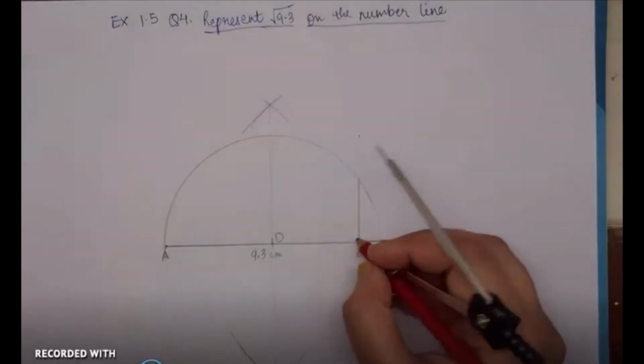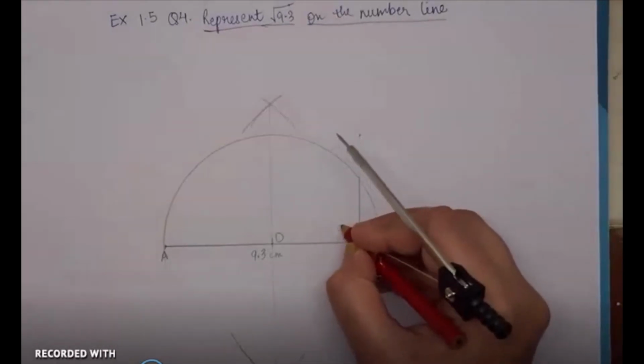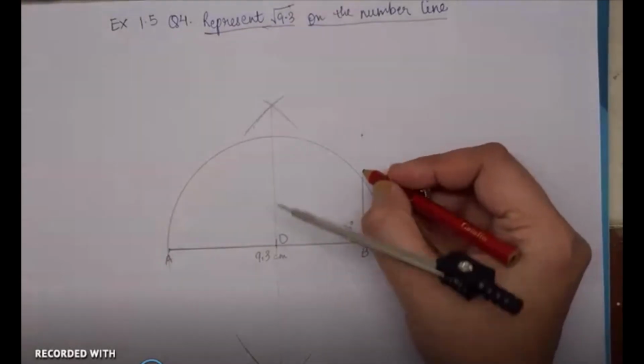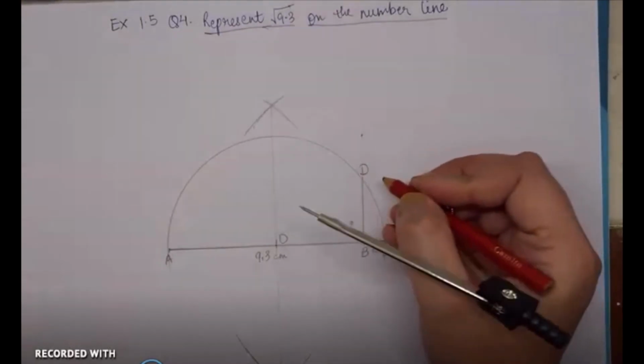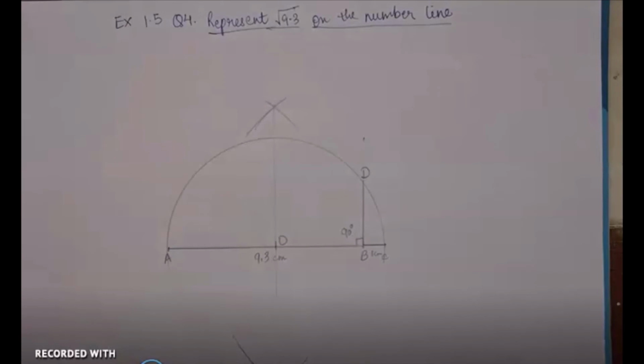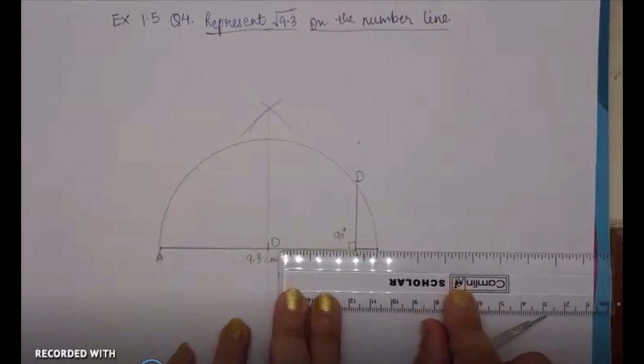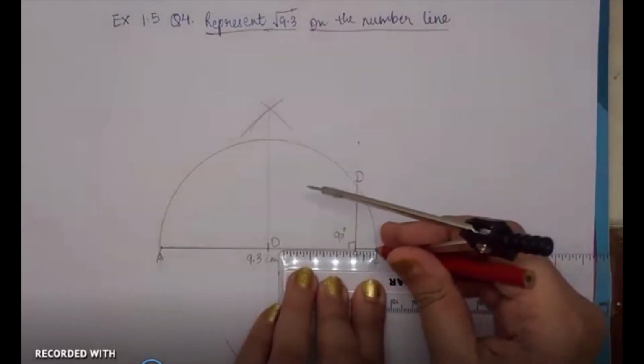Now wherever it is meeting the semicircle, this is 90 degrees, and wherever this particular angle is meeting the semicircle, that point I will mark as D. Now this length BD will be root of 9.3 centimeters.